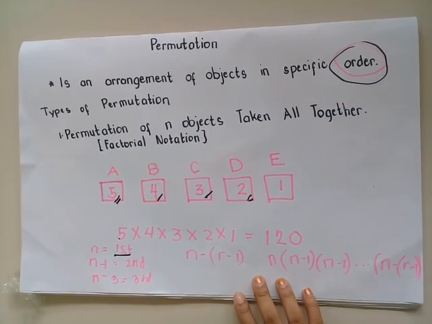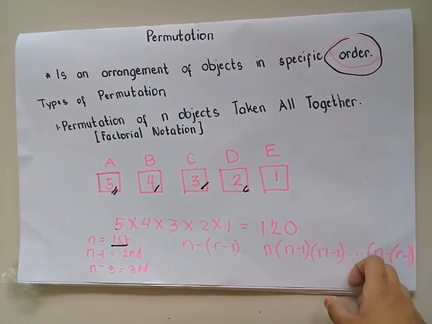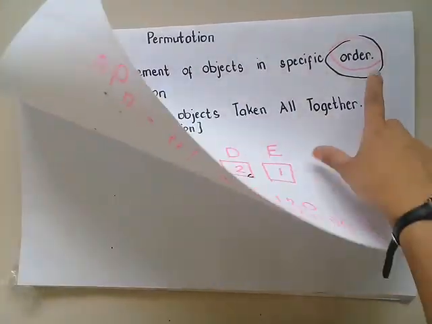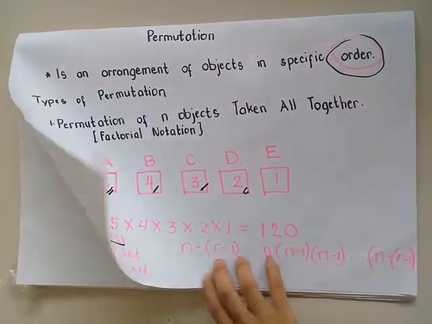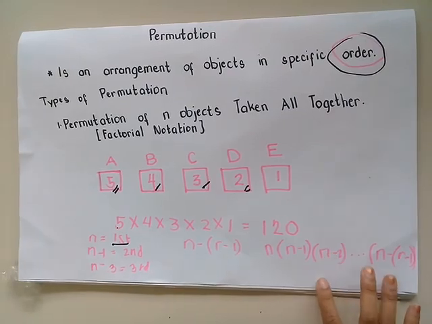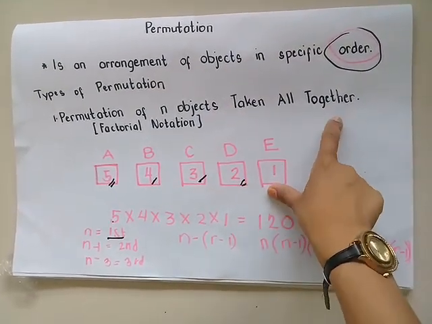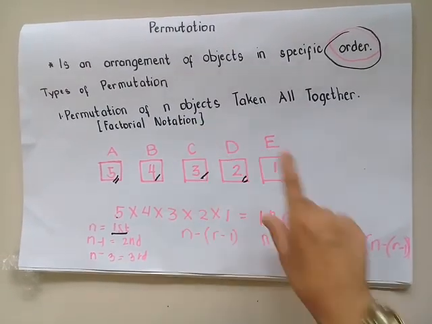So what is permutation? Permutation is an arrangement of objects in specific order. Take note, specific order. There are types of permutations. First, permutation of n objects taken all together, or also known as factorial notation.